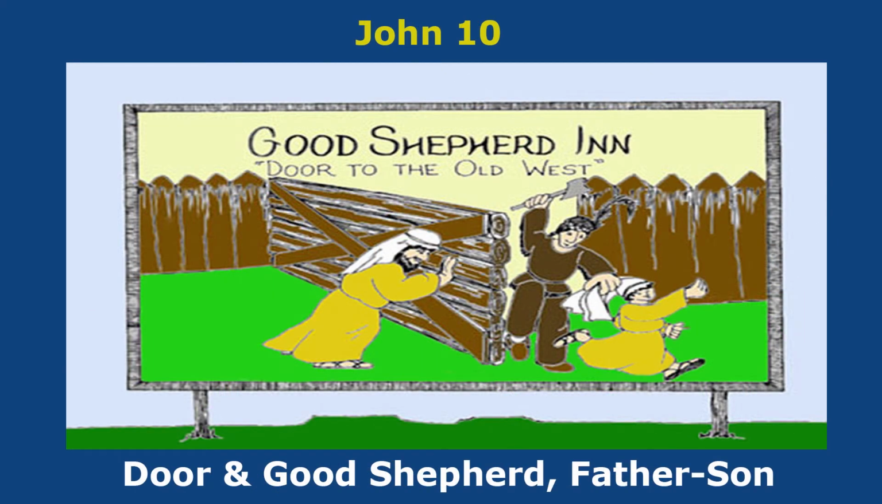John chapter 10. Chapter 10 is triggered by the 10 Little Indians scene. The door is what the shepherd is trying to shut on the one chasing his son. He is the good shepherd. Father, son is the father trying to protect his shepherd son.